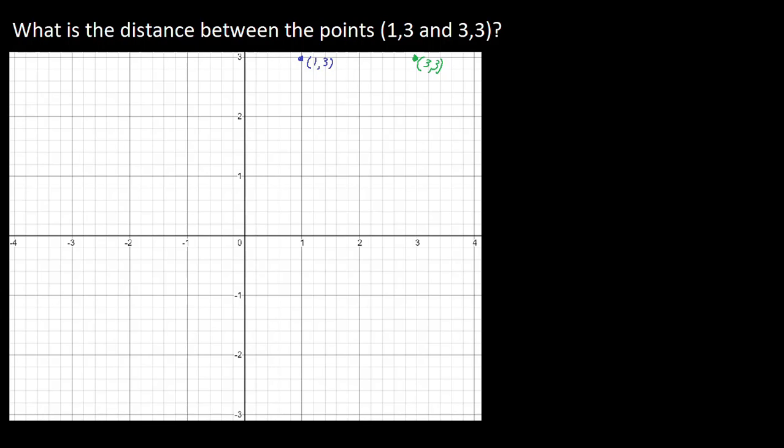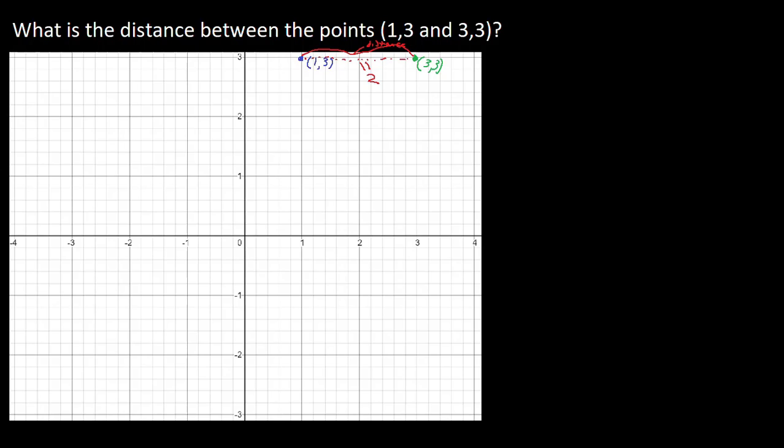And then what we want to know here is, what is this distance? Right? What is this distance? Well, it's pretty clear just from looking at the graph here that this distance is 2. But how would we get to this point if we didn't have the ability to graph it out, if we didn't have graph paper in front of us?